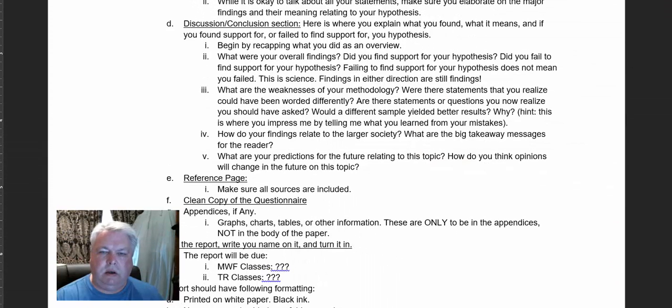Okay, in this last section, the discussion conclusion section, this is where you're going to wrap it all up. You're going to talk about what you found. You're going to rediscuss your topic and what you found. What does it mean if you found support or failed to find support for your hypotheses? So you start off, obviously, by putting a heading of discussion conclusion up there, and then you're going to begin by recapping what you did as an overview. So you're going to kind of talk about what it is you just did.